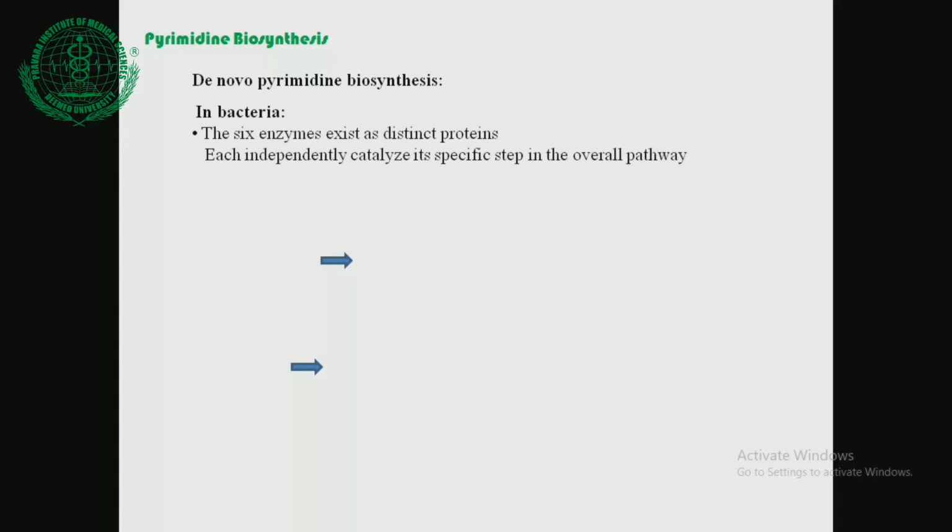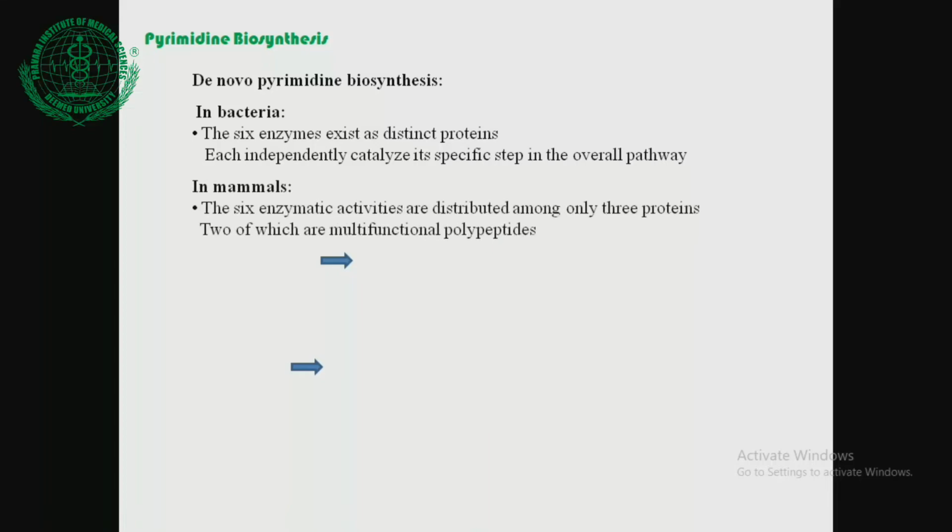In a prokaryote or in bacteria, pyrimidine biosynthesis takes place as 6 discrete reactions mediated by 6 discrete enzymes or distinct proteins, and each step is independently catalyzed, and that overall gives a synthesis of uridine monophosphate. Whereas in animals or in mammals, all 6 enzymatic reactions are distributed among 3 proteins, 2 of which are multi-enzyme complexes or multifunctional polypeptides.